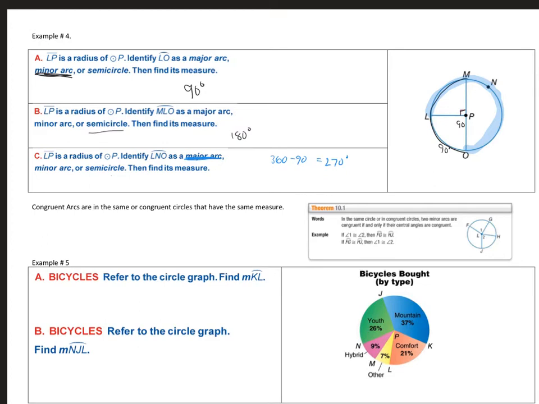So you can have congruent arcs. Congruent arcs are arcs in the same circle or in congruent circles that have the same measure. So in the same circle or in congruent circles, 2 minor arcs are congruent if and only if their central angles are congruent or their arc measures are congruent.